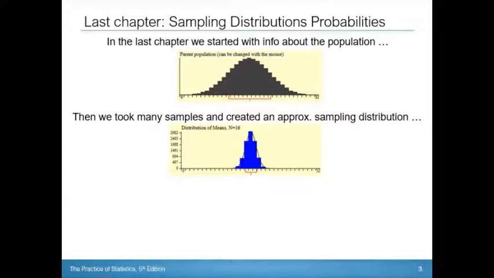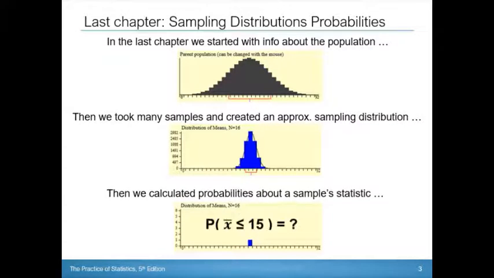And then we answered questions like, how likely are we to get a value of 15 or larger, for example, in an X bar? So we take one sample, we get an X bar value of 15, and we ask, how likely was that to happen? We think about the probability that we would have something less than or equal to 15, or maybe greater than or equal to 15, something more extreme, whichever direction we wanted to go.